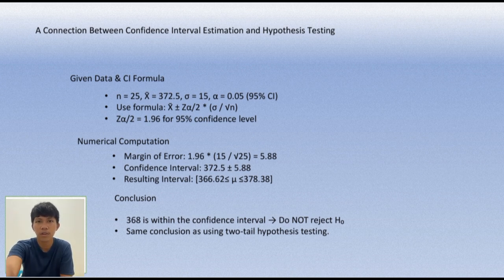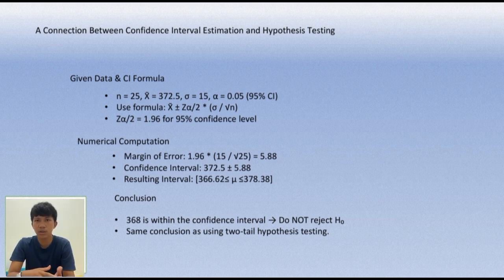Confidence interval: 372.5 plus or minus 5.88, resulting in an interval of 362 less than the mean and 378.38 greater than the mean. So the margin of error is equal to 5.88 grams. Therefore, the 95% confidence interval is from 366.62 to 378.38 grams. This interval estimates the range in which the true mean fill weight lies with 95% confidence.